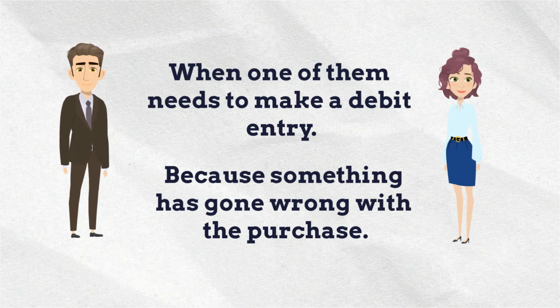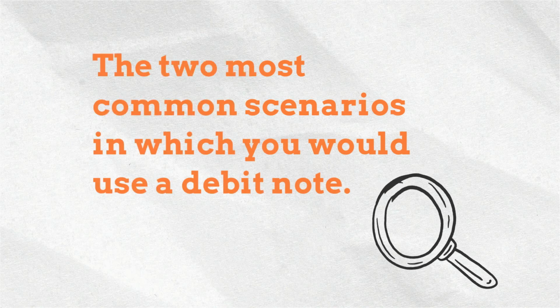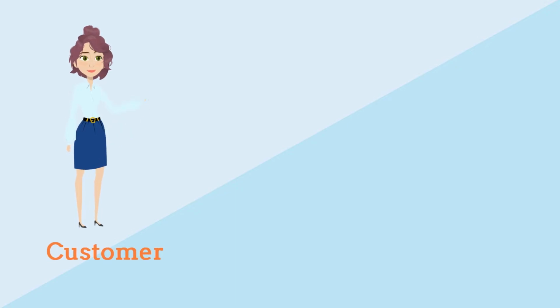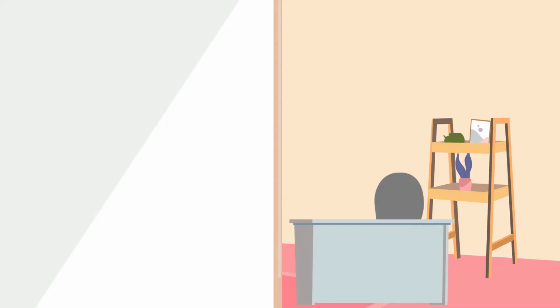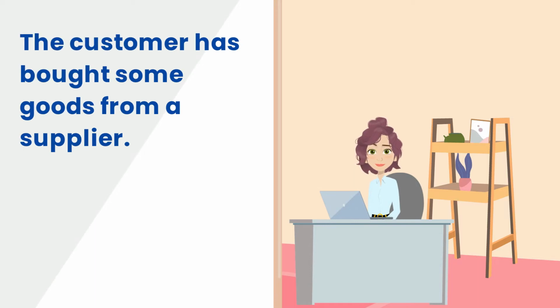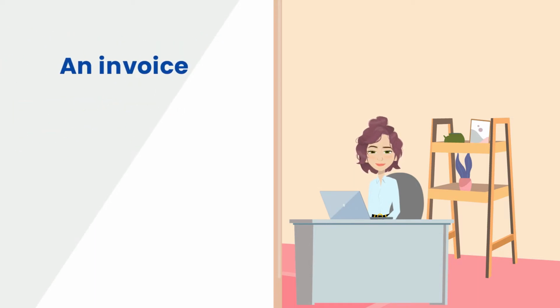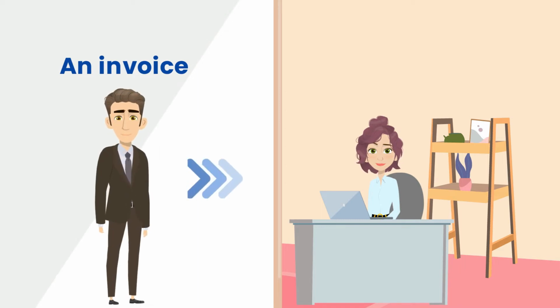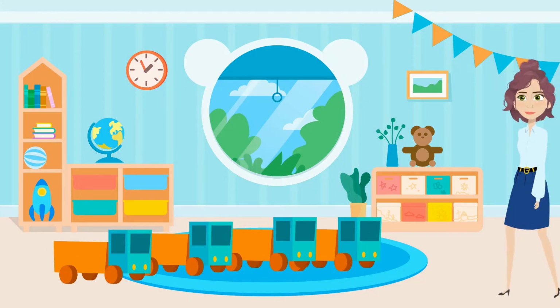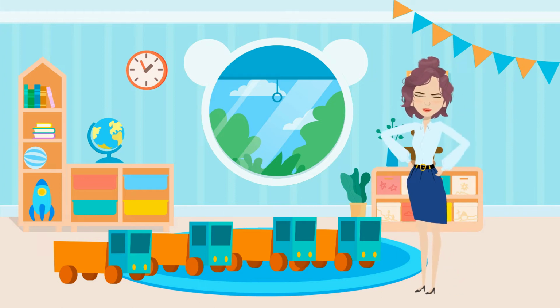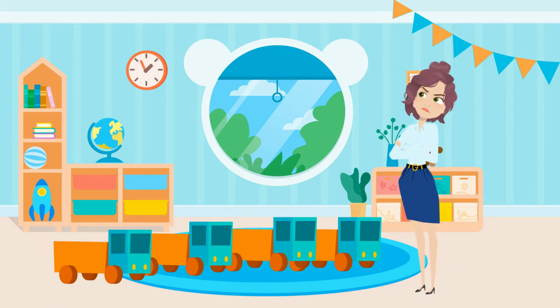With that in mind, let's take a look at the two most common scenarios in which debit notes are issued. In the first scenario, the customer will issue the debit note, and in the second scenario, the supplier will issue the debit note. Okay, so in the first scenario, a customer has purchased some goods from a supplier. An invoice will be sent from the supplier to the customer at a later date, after the customer receives and checks the goods. Upon checking the goods, the customer notices that some of the items are faulty and need to be returned to the supplier.